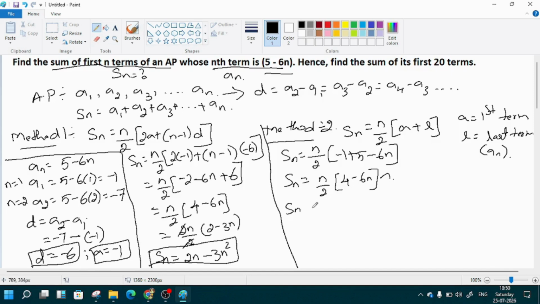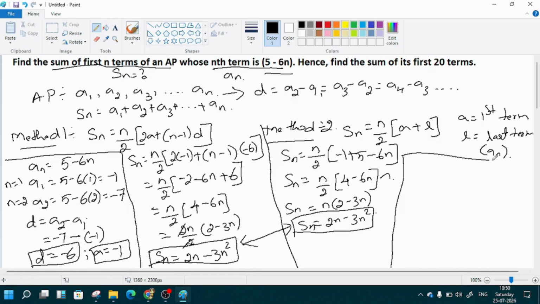Again 2 is common here, so once you take the 2 common outside and it gets cancelled, it becomes n into 2 minus 3n. So this value is nothing but 2n minus 3n square. So in both the methods we got the same value for Sn.